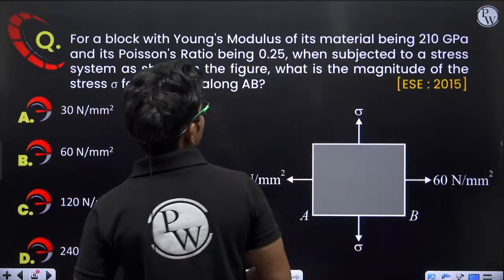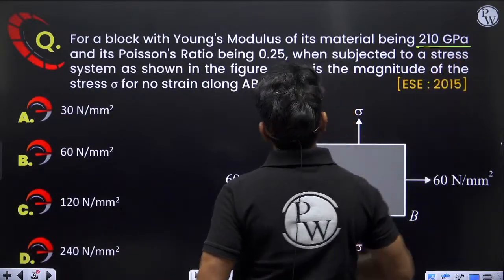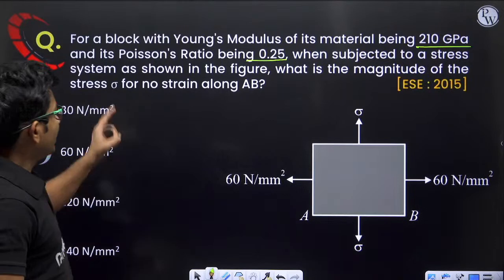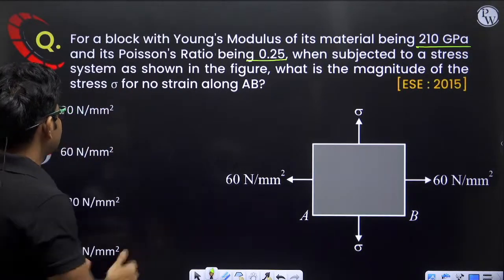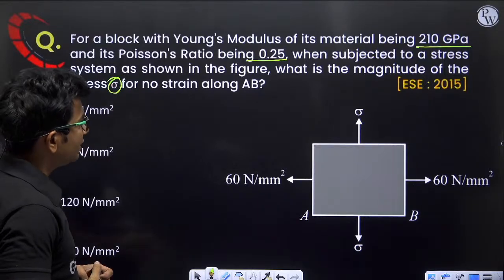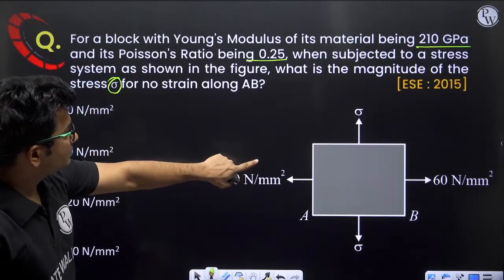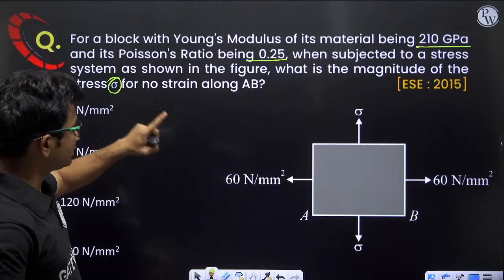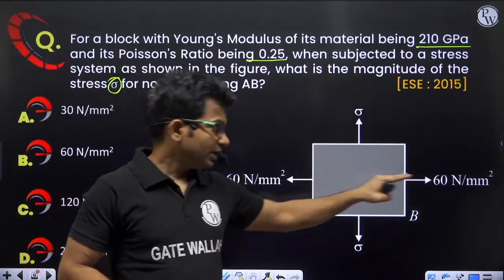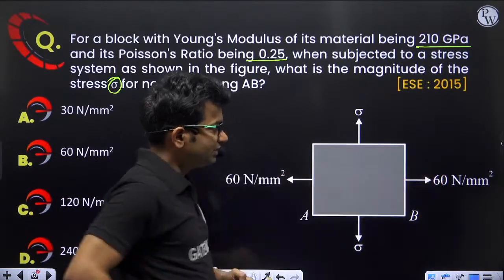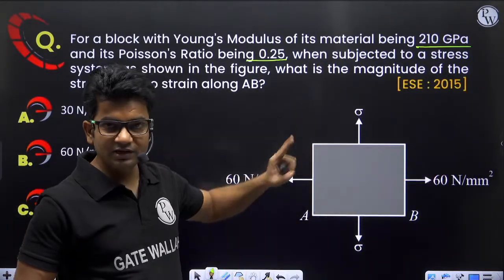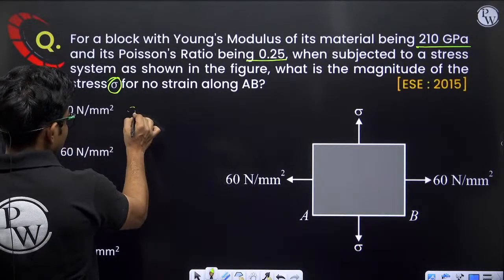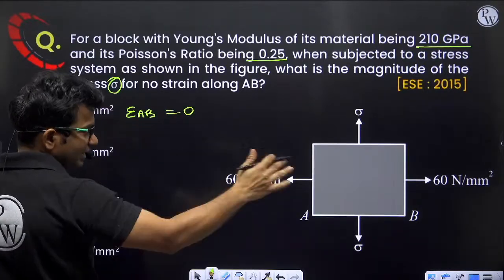For a block with Young's modulus of its material being 210 gigapascal and its Poisson's ratio being 0.25, when subjected to a stress system as shown in the figure, what is the magnitude of stress sigma for no strain along AB? Okay, so here a block is given, Young's modulus is 210 gigapascal, Poisson's ratio 0.25, subjected to a stress system like this. In x direction we have a tensile stress of 60 Newton per mm square, and in y direction we have sigma only. Along AB there is no strain, so in x direction there is 0 strain.